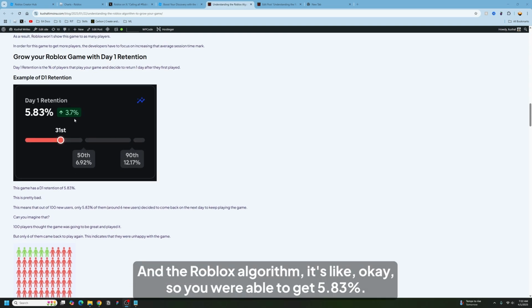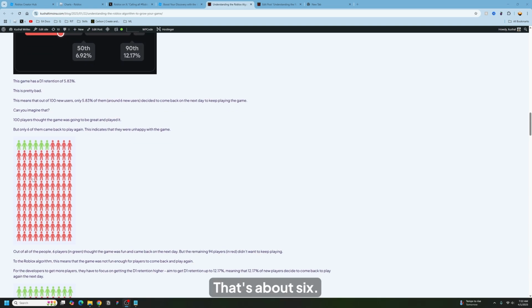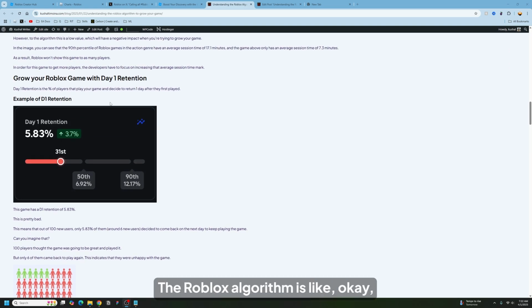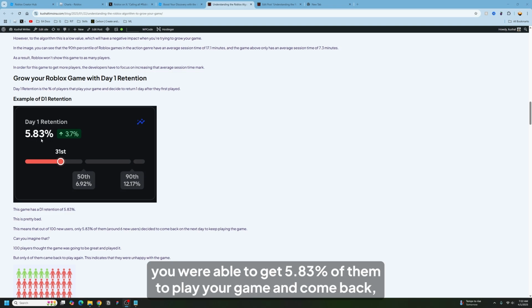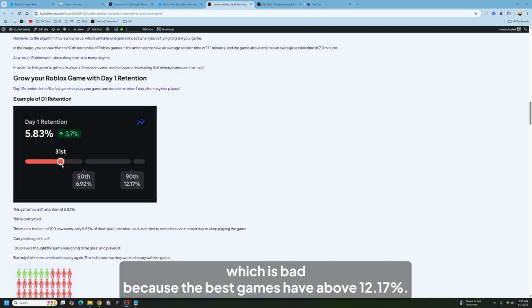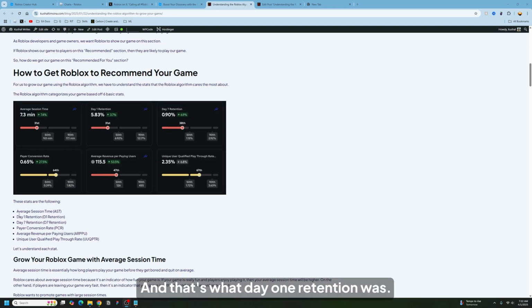And the Roblox algorithm is like, okay, you were able to get 5.83%. That's about 6 people. You were able to get 5.83% of them to play your game and come back, which is bad because the best games have above 12.17%. And that's what day 1 retention was. This is the old algorithm, by the way.